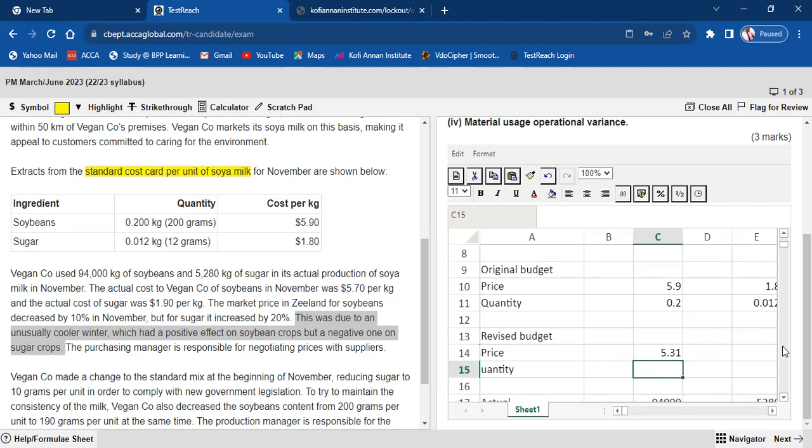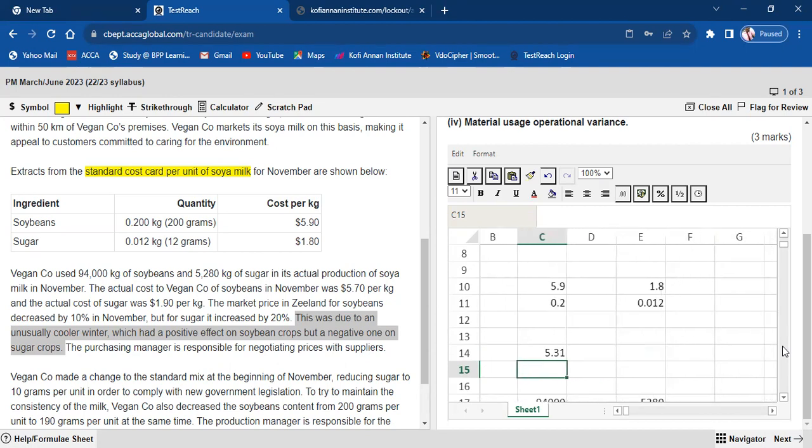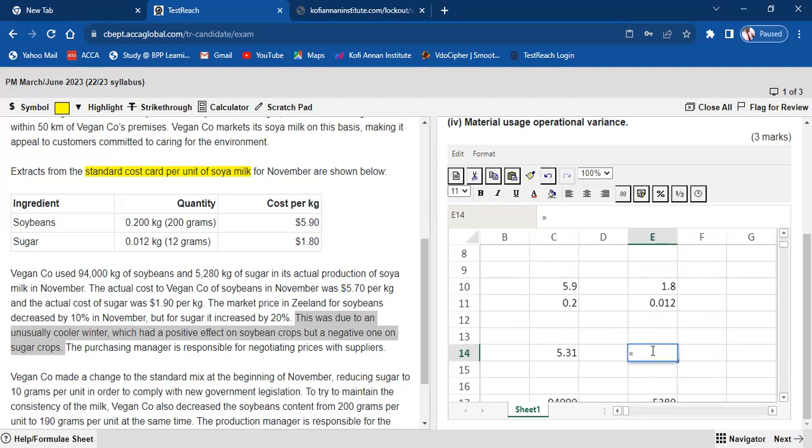But for sugar, it increased by 20%. Revised budget for price of sugar. It increased by 20%, so 1.2, if you like 120% of the original price, 1.8. So because of the cold winter, which is outside the control of the manager, the price of sugar shot up from a budget of 1.8 to a budget of 2.16.